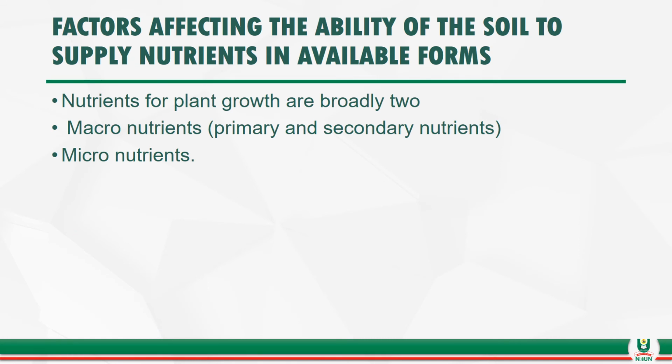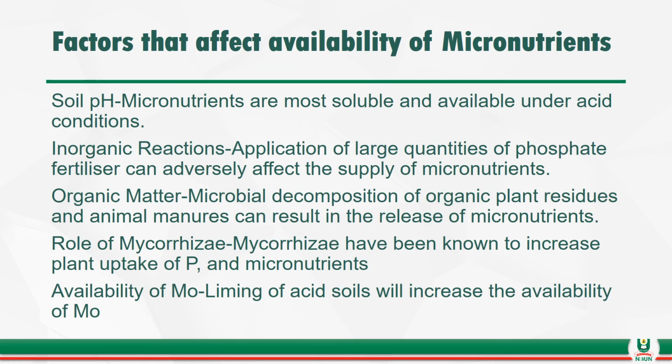Factors affecting the ability of the soil to supply nutrients in available forms. Nutrients for plant growth are broadly two: macronutrients and micronutrients. Factors that affect availability of micronutrients are soil pH, inorganic reactions, organic matter, the role of mycorrhiza, and availability of molybdenum.